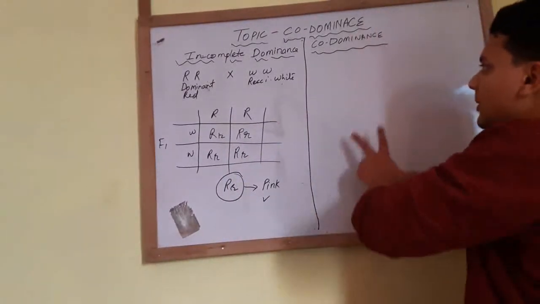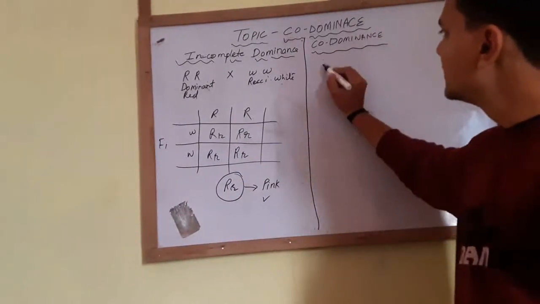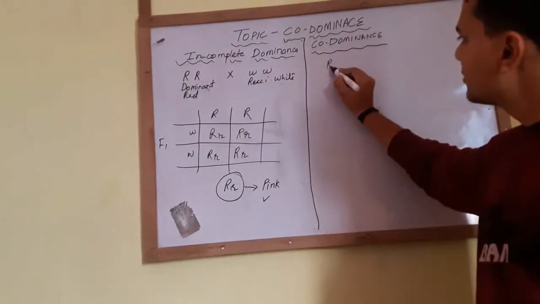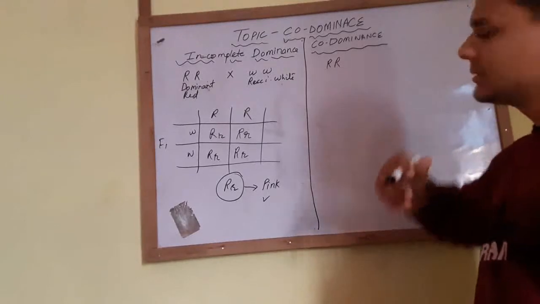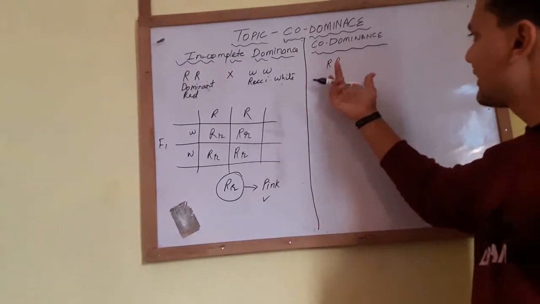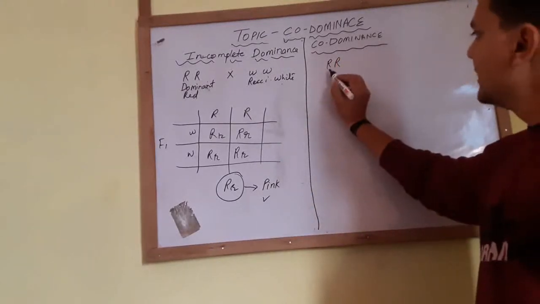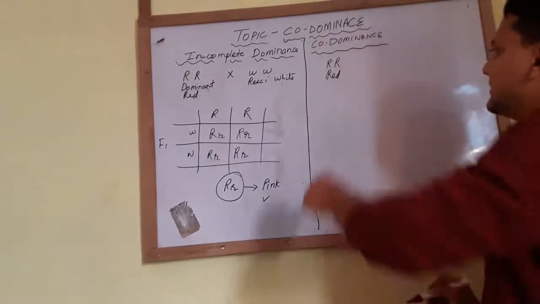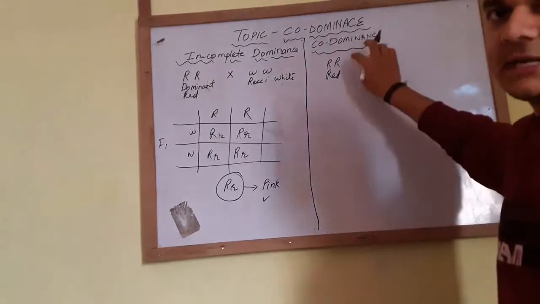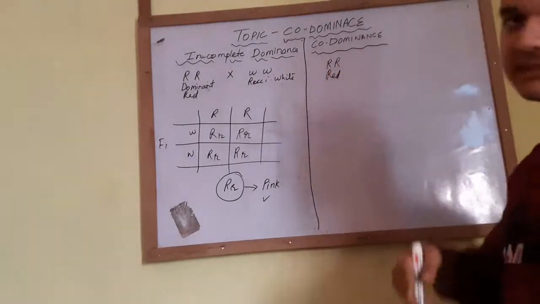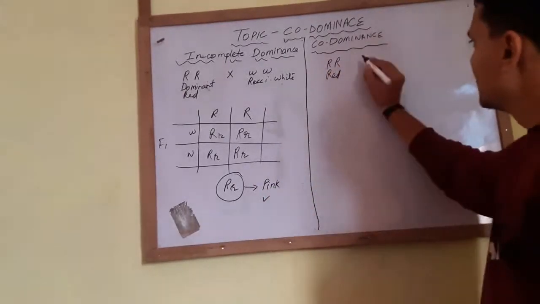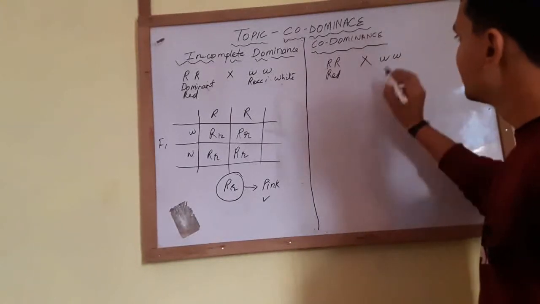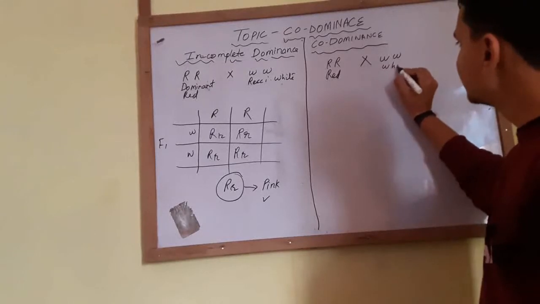But when we talk about codominance, say the same case we will take: pure red father, say male, pure red male flower, right? So this is also dominant red. So no need to write the dominant. You can understand by the capital letters, right? If both the letters are capital, say these are the dominant ones. Crossed with pure white recessive, right? Pure white recessive female.